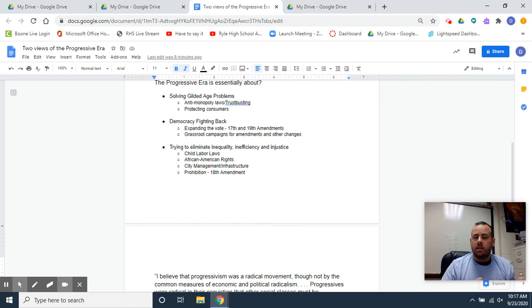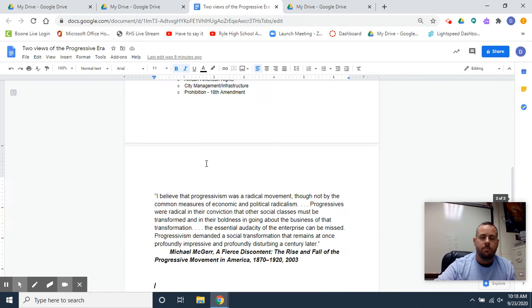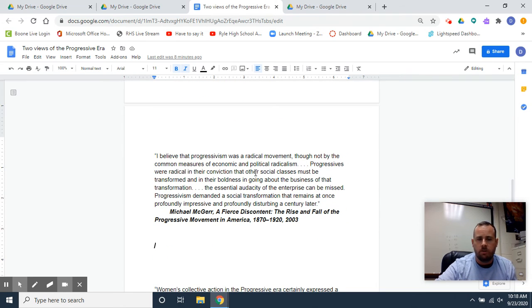So now to wrap up, I just want to give you a couple quotes that kind of get you to the heart of what the progressive era is. This first quote, I have this book on my shelf. It's by a guy named Michael McGurr. It says, The Rise and Fall of the Progressive Movement.